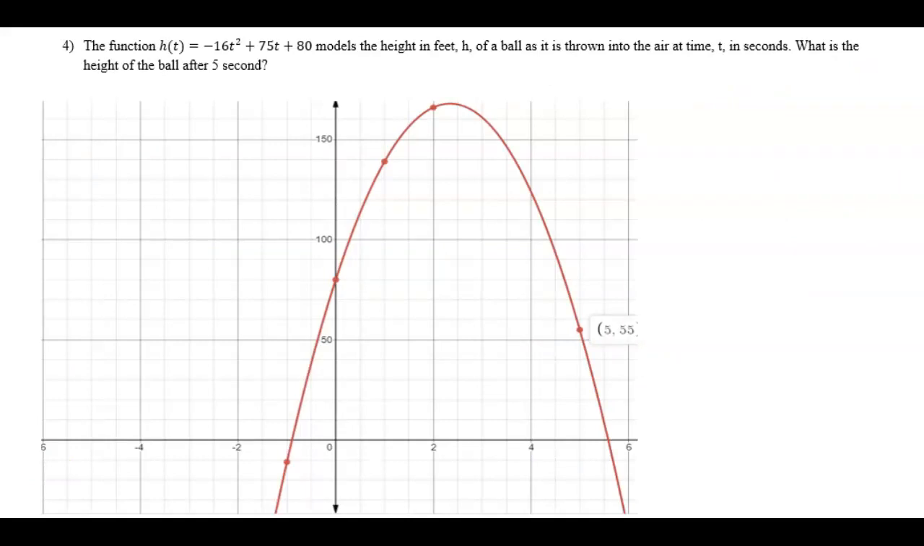So this question right here: the function h of t equals negative 16t squared plus 75t plus 80 models the height in feet, h, of a ball as it is thrown into the air at time t in seconds. So what is the height of the ball after 5 seconds? Okay, so that was the question.